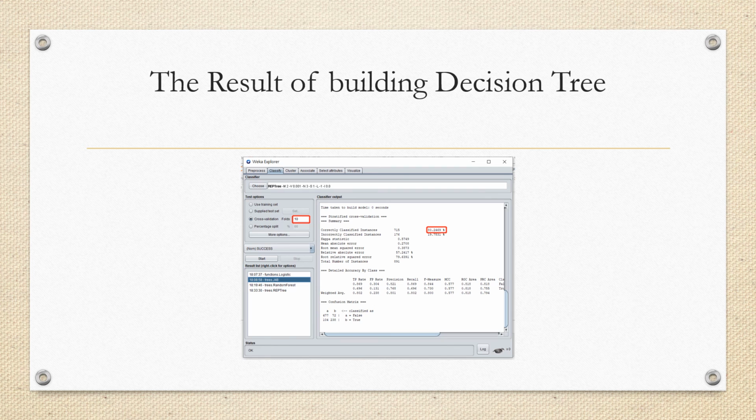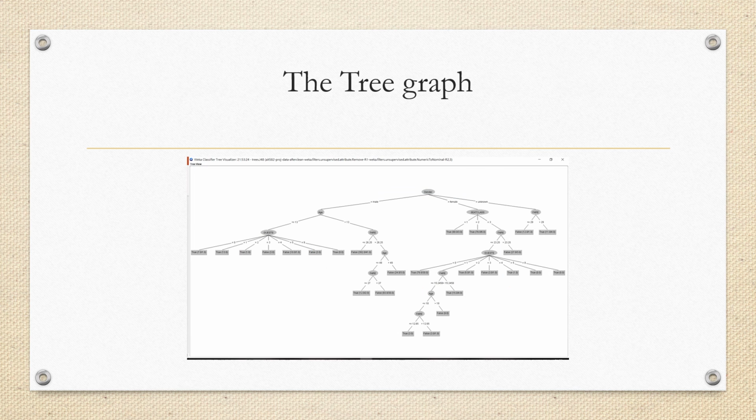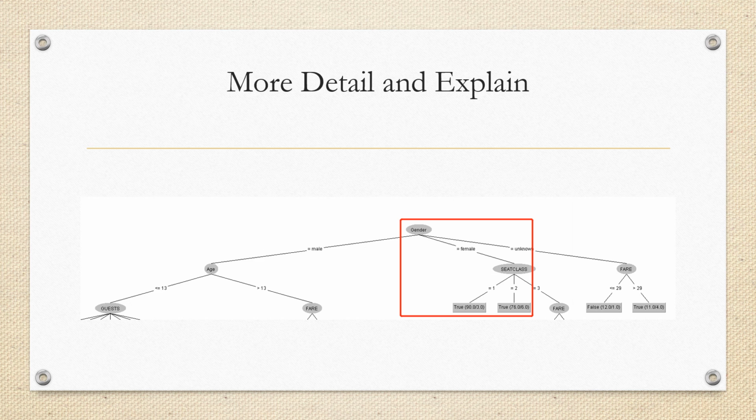You can see the accuracy is 80.246%. And the tree graph is built like this one, and I will introduce more detail. You can see this graph: if the gender is female and the customer likes to pick the 1st class or 2nd class seat, the model predicts the passenger's trip will be successful.